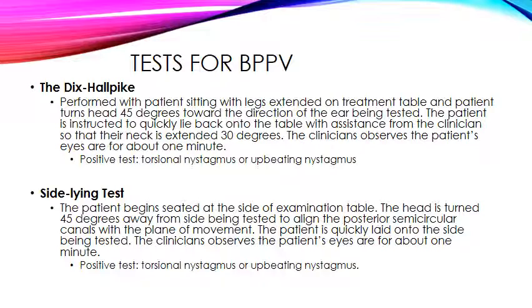The sideline test is very similar to the Dix-Hallpike test. The patient begins seated at the side of the examination table. The patient's head is turned 45 degrees away from the side being tested to align the posterior semicircular canals with the plane of movement. The patient is quickly laid onto the side being tested, and again the clinician observes the patient's eyes for about 1 minute. A positive result for both of these tests would be torsional or rotational nystagmus or an upbeating nystagmus. In both tests, the nystagmus should begin after a brief latency of 5 to 10 seconds.